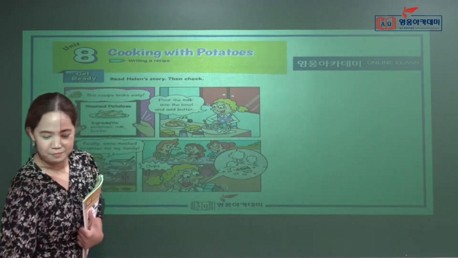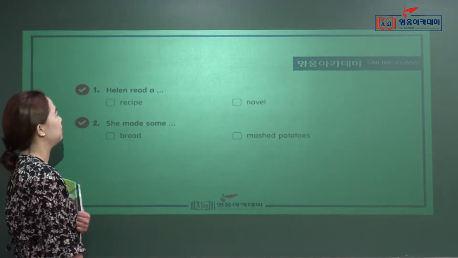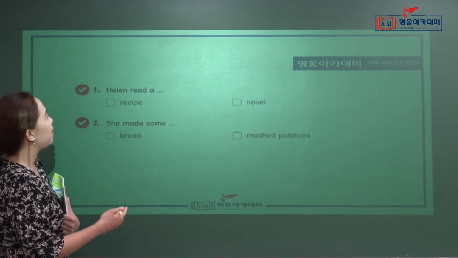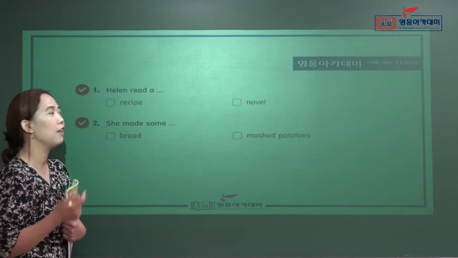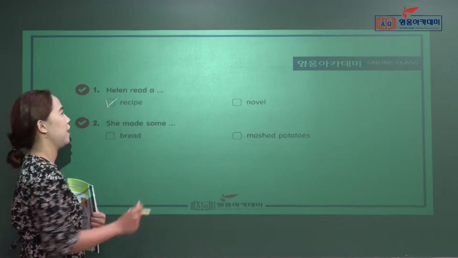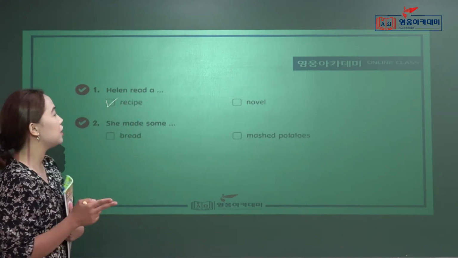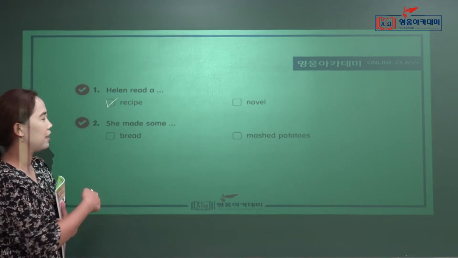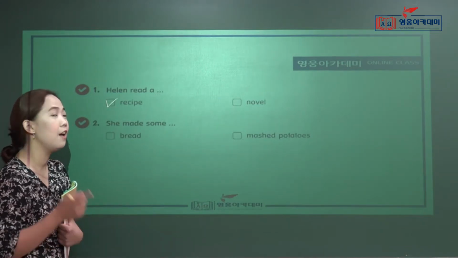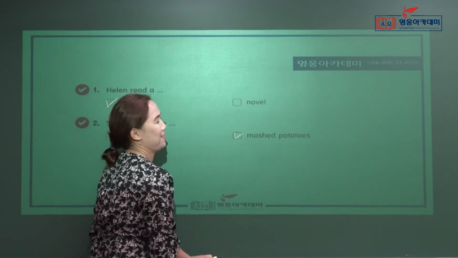All right, now let's go to the questions. Helen read a, what's the answer? Recipe. So check this. Number 2, she made some, is it bread or mashed potatoes? Mashed potatoes. Good job.